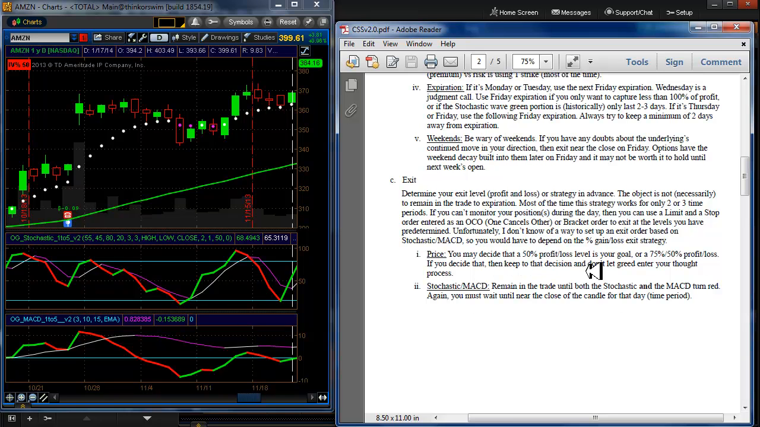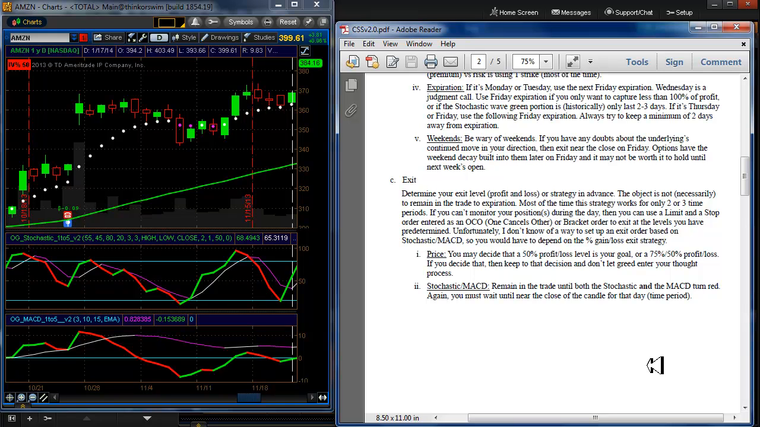If you decide that, then keep to that decision and don't let greed enter your thought process. In other words, if it's moving up really well and you have like 80% of your profit, and you go, well, I'm going to wait until tomorrow, and then tomorrow it gaps down at the open, in the case of a bull put, then you will be kicking yourself. And that is where the greed comes in. If you decide you're going to get out at 75%, get out at 75%.